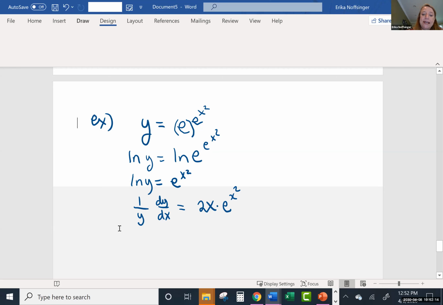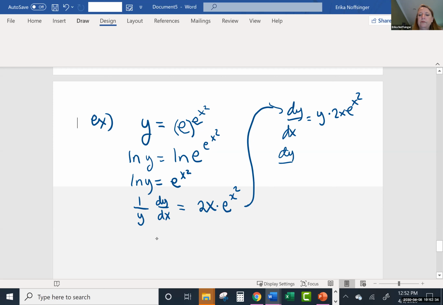And so to get dy/dx by itself, we would multiply both sides by y. And we would get y times 2x e to the x squared. So let's just go back in and replace what y was. y was our original piece, so that e to the x squared, all times 2x e to the x squared.